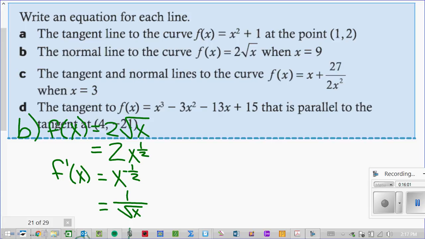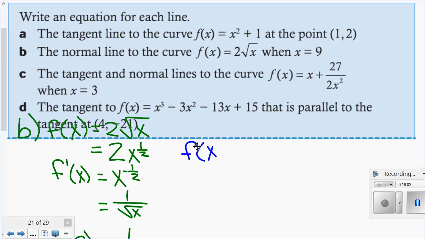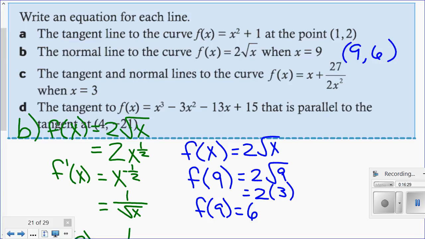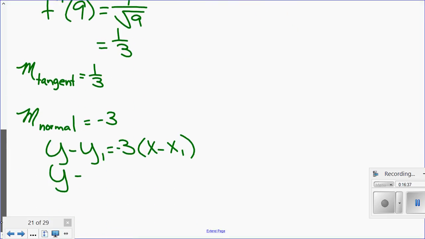Here's your original function, and you were looking for f of 9, right? What's the y value when x is 9? It equals 2 times the square root of 9, so 2 times 3. So f of 9, not the derivative, f of 9 is 6. So the point here is (9, 6). We had to go find it because it didn't give us the y value, only the x value. So we come back down, and now we have something to plug in here. What was it? 6.